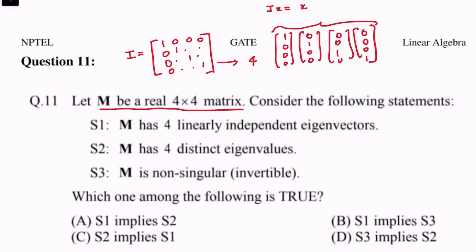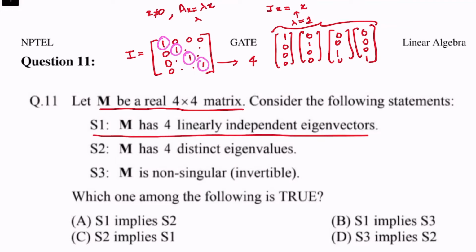But as you can see, the identity matrix has 4 ones in its diagonal. Alternatively, if Ax is equal to lambda x, then lambda is the eigenvalue if x is not equal to 0. In this case x is not equal to 0, and Ix is equal to 1 times x, so lambda is equal to 1. So having 4 linearly independent eigenvectors doesn't mean you will have 4 distinct eigenvalues. In this case all the eigenvalues are 1, so this is false.